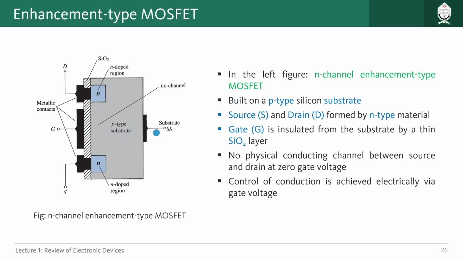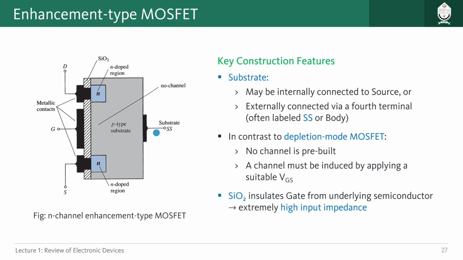So let us look at how it actually works. Key construction features, I think I have already discussed most of the things written here. We have talked about the substrate. The substrate is basically this p-type material here, often called SS. Generally it will be connected with the source so that both are at the same potential.